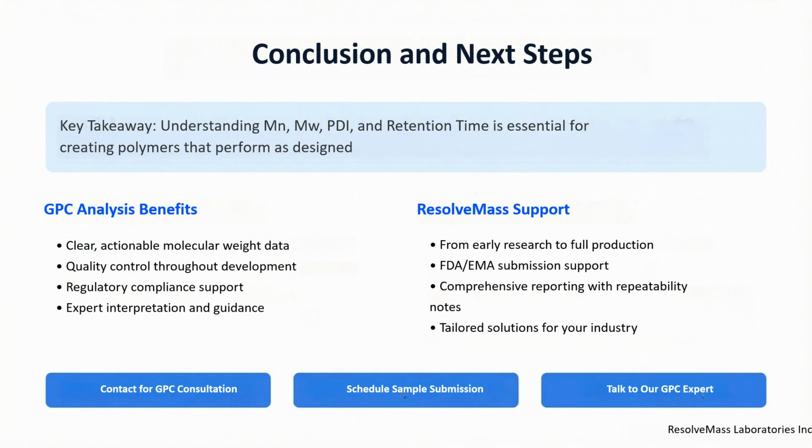To summarize, MN tells you about chain count and degradation. MW predicts performance. PDI shows consistency. Retention time connects everything. Together, they give you confidence in your polymer, from early research to final product.